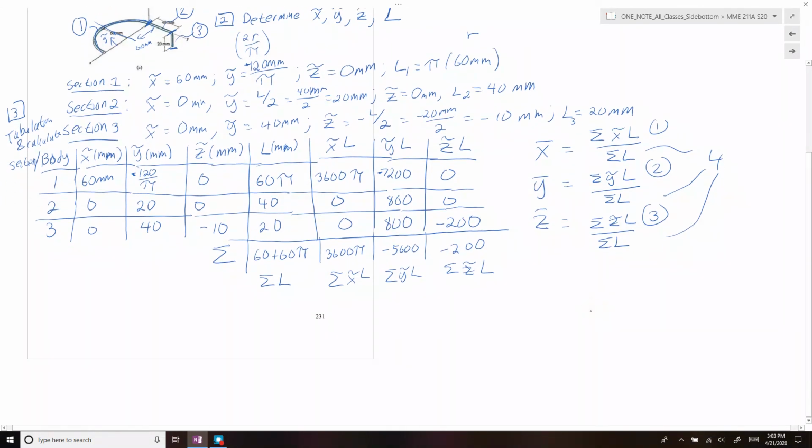Alright, if we plug all those values into the equations we have written on the right, we end up getting x bar equal to 45.5 millimeters, y bar equal to minus 22.5 millimeters, and z bar equal to minus 0.805 millimeters. There's nothing wrong with doing this by hand, but if you're asked to do this in the future, you should definitely check your work, at minimum, using Microsoft Excel. It'll make your calculations go a lot quicker.